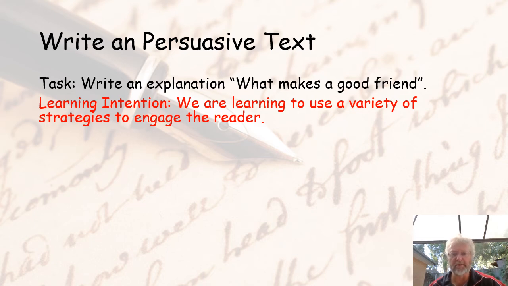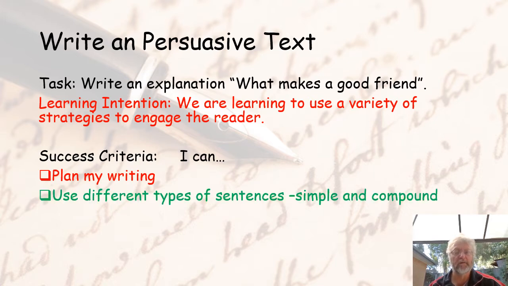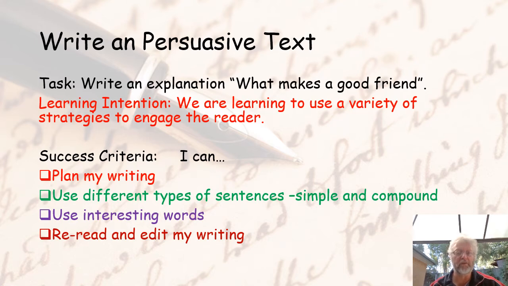Remember, as writers, what we want to do is to engage the reader. Let's look at our success criteria. I can plan my writing. We know that planning is really important. I can use different types of sentences. We know about simple and compound sentences. And I know to use interesting words and interesting vocabulary. Of course, I have to be able to reread and edit my writing.